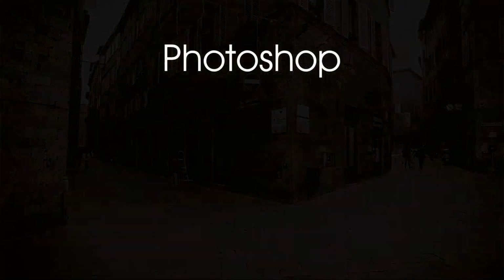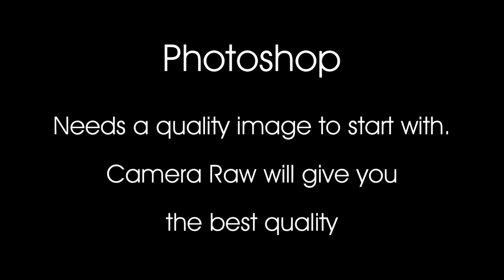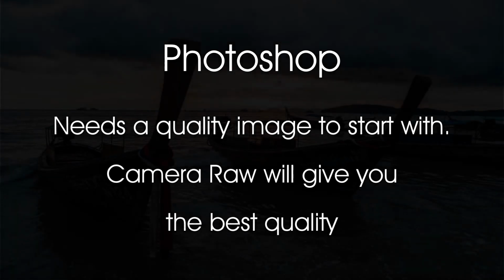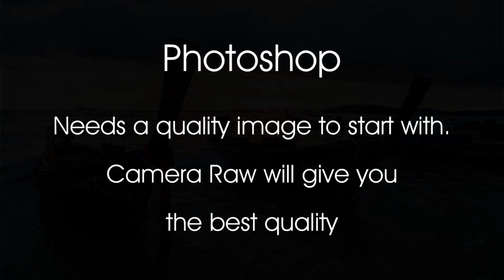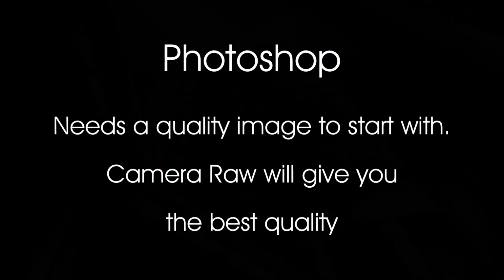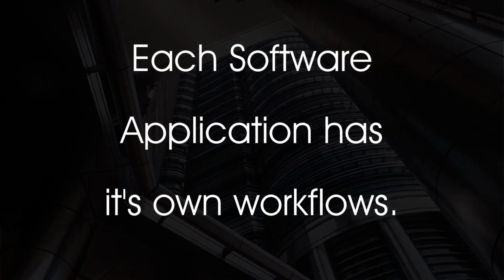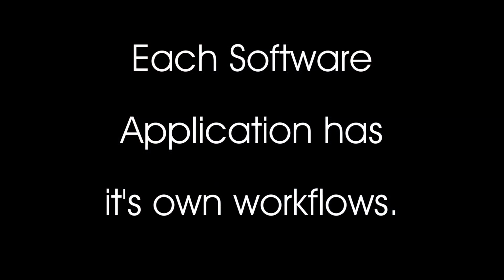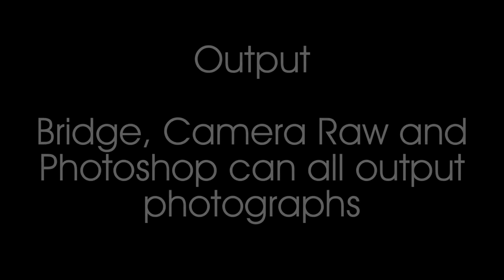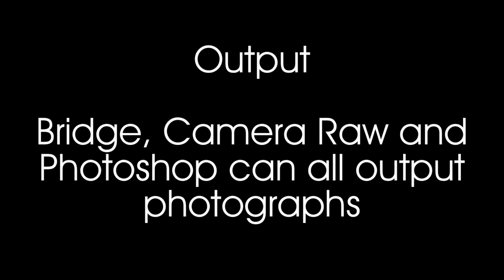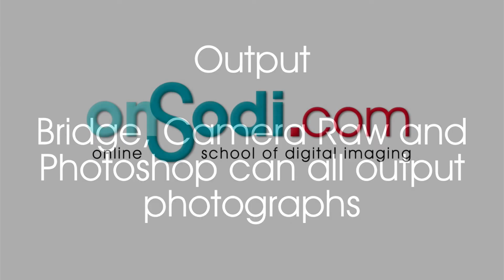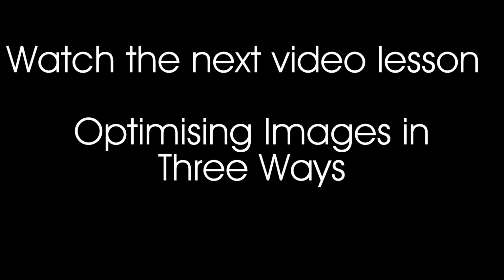The third platform for optimizing your images is within Adobe Photoshop. Photoshop is the grandmaster for performing editing or retouching to your images, but Photoshop needs a quality image to start with, and that's where we use Camera Raw to get the best starting point. Within each of these 3 software packages, there will be more workflows to follow. The final stage of photography is the output of your photographs, and this can be performed in all of the software packages. Watch the next video lesson, which outlines the 3 image optimizing workflows.